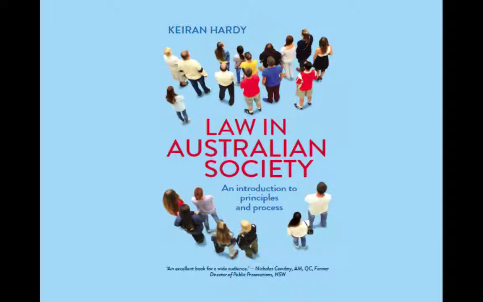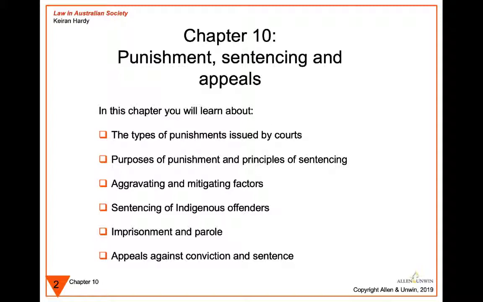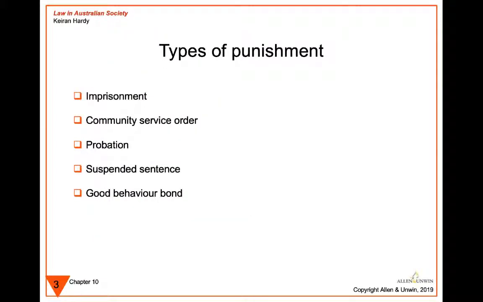Welcome to Chapter 10 of Law in Australian Society, which looks at punishment, sentencing and appeals. This is the second of two chapters looking at the different stages of the criminal justice system. In this chapter, you'll learn about the types of punishments issued by courts, the purposes of punishment and the principles of sentencing, aggravating and mitigating factors, sentencing of Indigenous offenders, imprisonment and parole, and appeals against both conviction and sentence.